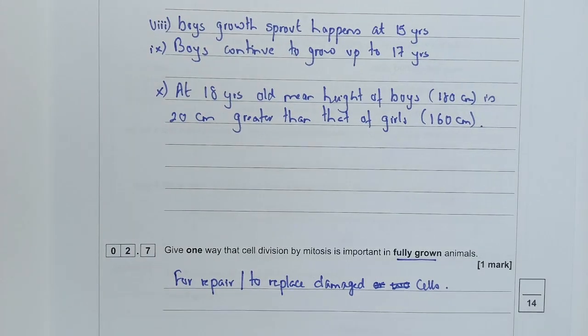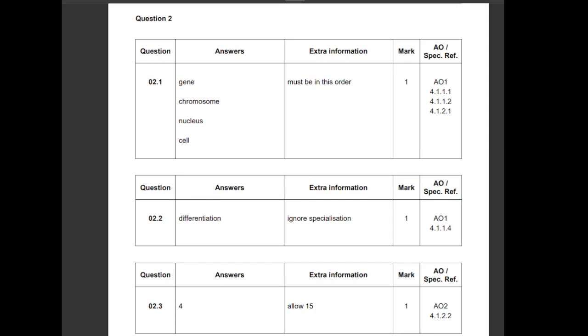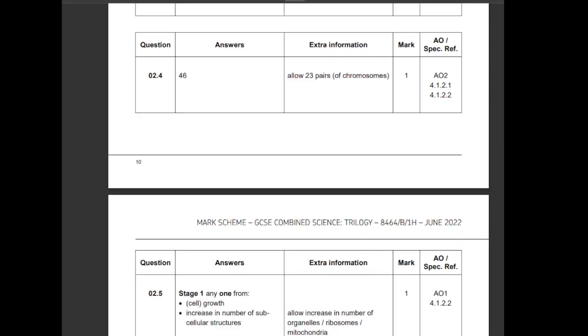That brings us to the end of question 2. Let's have a look at the marking scheme. So question 2.1, the order was gene, chromosome, nucleus, cell, and cell differentiation was process A. Ignore specialization. So they are asking us to ignore it if you write cell specialization. And the number of cell divisions has to be 4. Next part, the number of chromosomes has to be 46, or you could say 23 pairs.